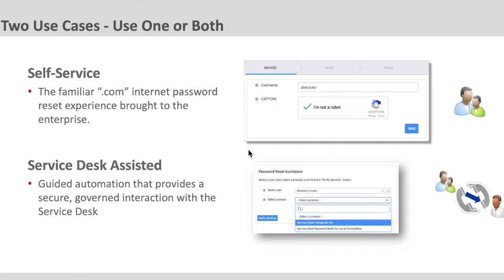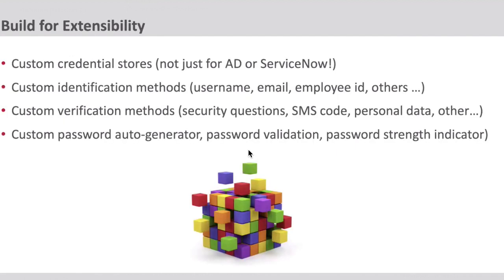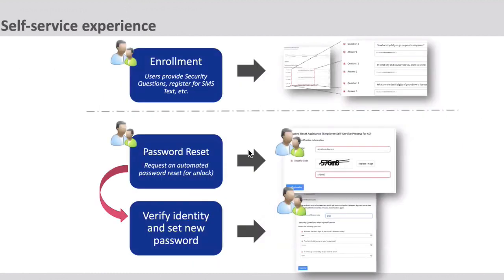Both are available and both allow connections into credential stores that are commonly used, such as Active Directory or Azure AD, but they can also be extended beyond those two simple examples to other credential stores and applications. In addition, you can define your own identification methods, whether an employee self-identifies primarily via username, email, ID, etc. And those verification methods we mentioned, the security questions like the SMS codes, personal data, email links, they can be set using the out-of-the-box or custom as well.